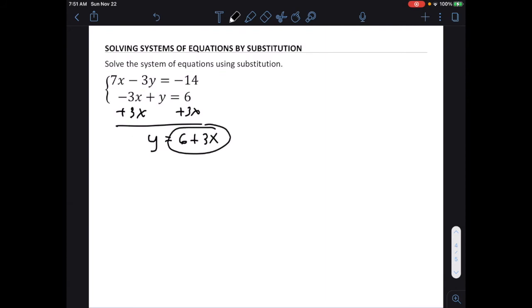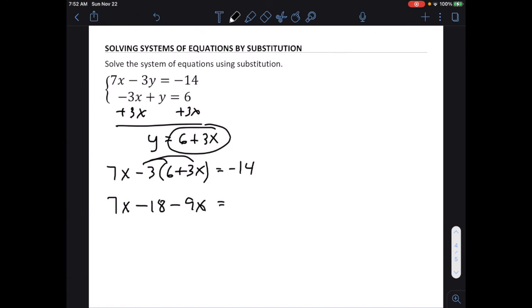So we have 6 plus 3x, and I'm going to replace the y in the top equation with that. So we have 7x minus 3 times 6 plus 3x equals negative 14. And again, you'll notice I use parentheses. Parentheses are super important here. And this one's a little bit tricky. You want to watch out for this because it's going to catch some of you. That's a negative 3 that we're going to distribute here. So we're distributing a negative 3. So we have 7x minus 18 minus 9x.